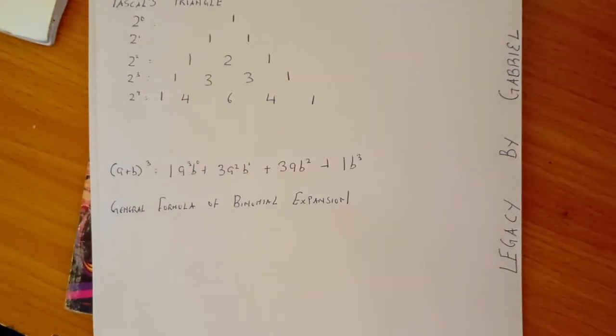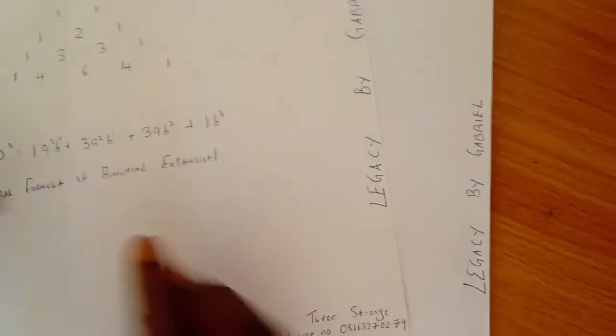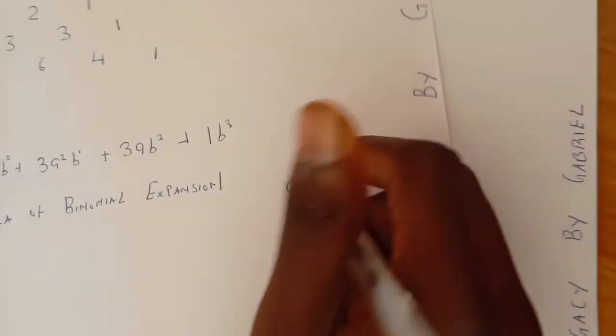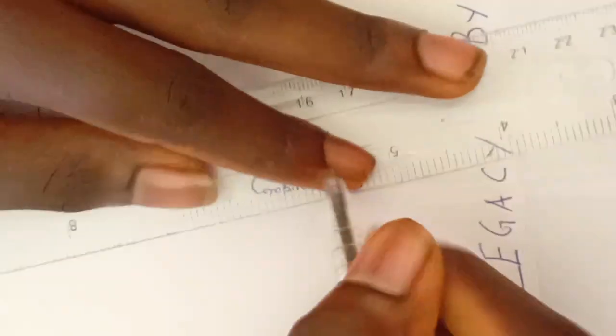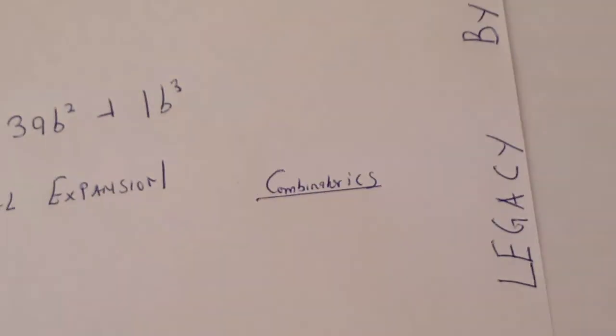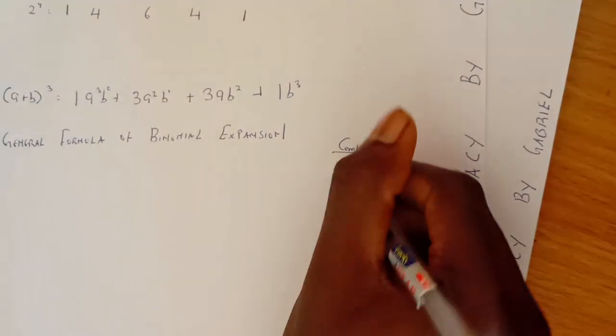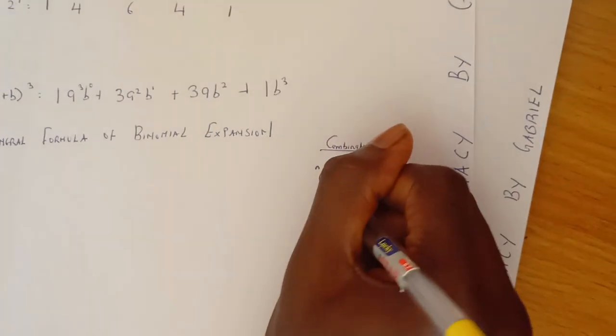So in this now, we're going to use something called combinatorics. Combinatorics actually involves permutation and combination. Permutation and combination, I'm sure most of us are familiar with that, or even if we are not. So we have something like this: n combination of r.